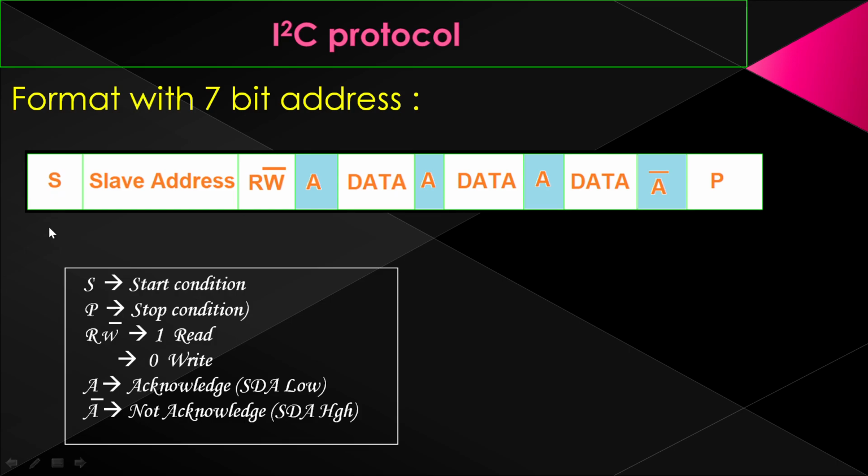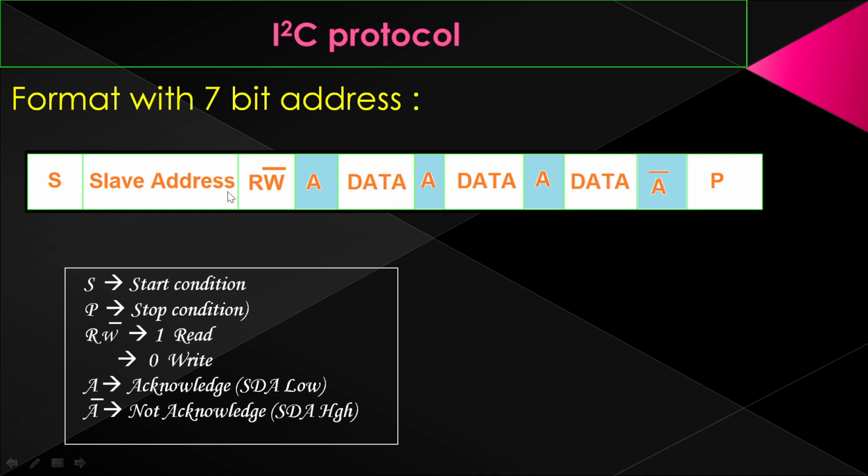First, start condition initiated by the master. What is start condition? When the SCL is high, pulling the SDA low indicates start condition. After start condition, we have to send the slave address.